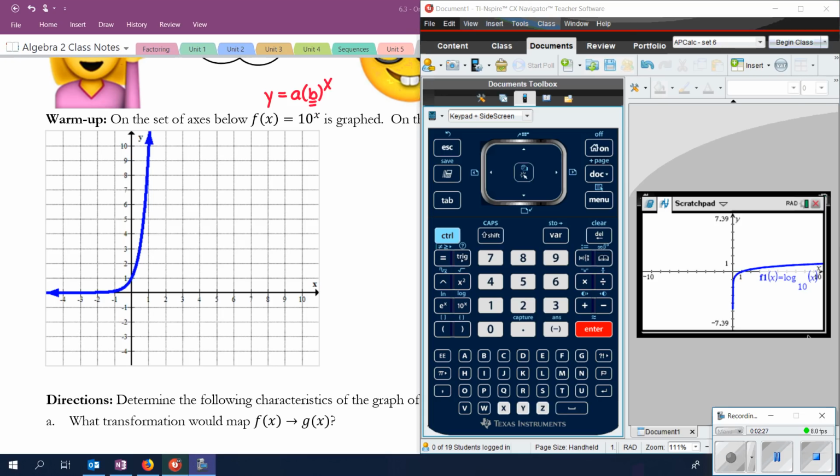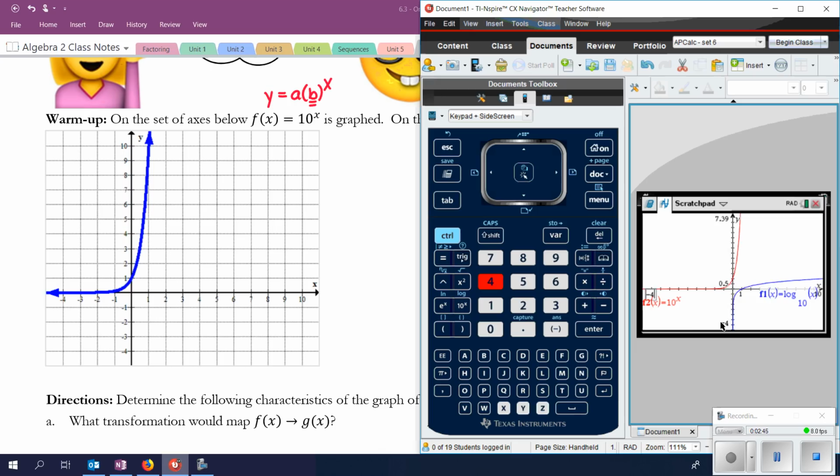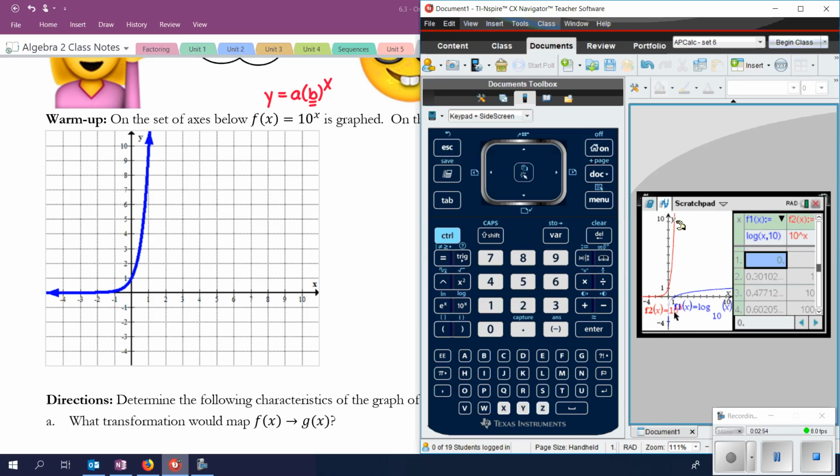So you can see this little graph. Now I'm also going to graph 10 to the x, so we can see both of them on there. I'm going to set the window from -4 to 10, just like on our graph. So now I'm going to go to the table, control T. And our log function points that we're going to graph are right there.